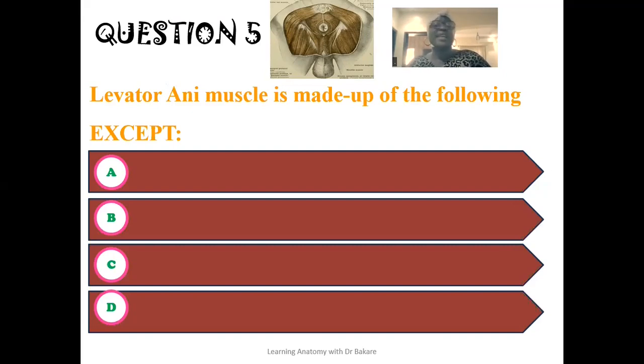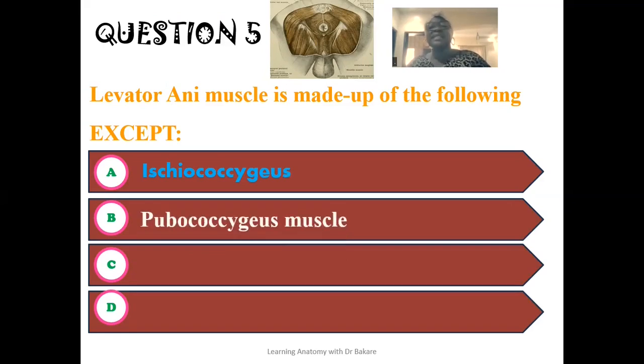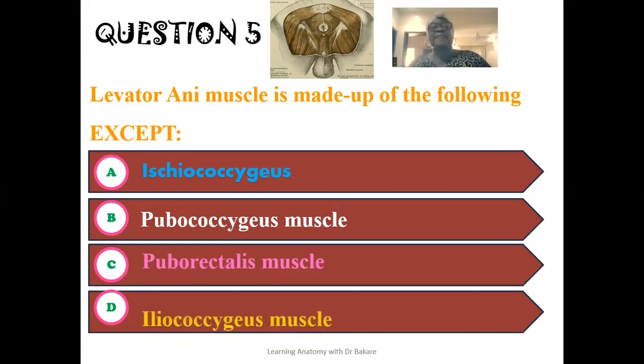So the levator ani muscle, we say, is made up of the following, except the ischiococcygeus muscle? Is it except the pubococcygeus muscle? Is it except the puborectalis muscle? Or is it except the iliococcygeus muscle? Which of these muscles is not seen to contribute to the formation of the levator ani muscle? This is what this question represents.